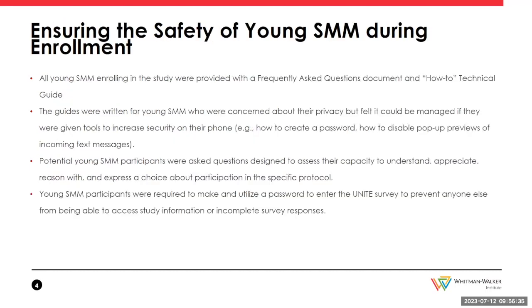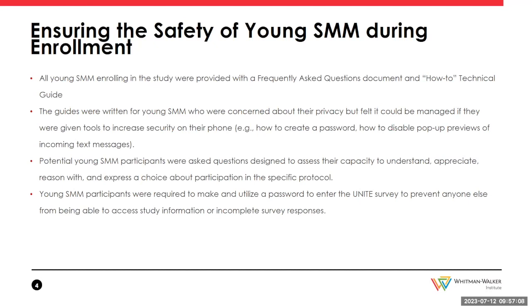So all the folks under the age of 18 during the screener were provided with a frequently asked questions document and a how-to technical guide. The how-to technical guide included things around how to ensure their privacy, so settings that they could change on their phones to ensure their own privacy. The guides were written for young folks who were concerned about their privacy, but felt it could be managed if they were given the tools to increase their security.